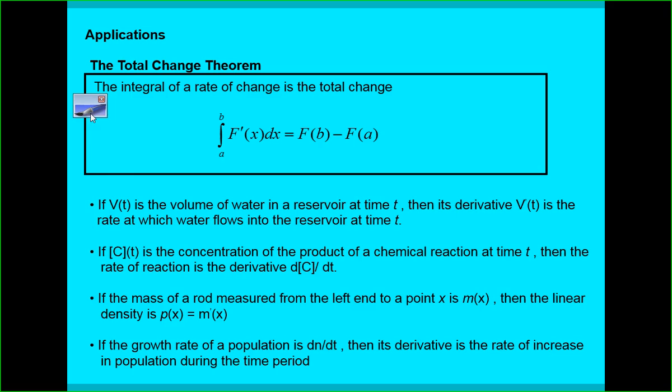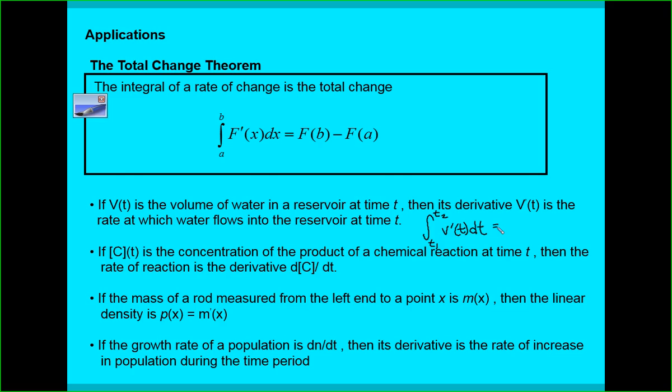If V of t is the volume of water in a reservoir at time t, then its derivative V prime of t is the rate at which the water flows into the reservoir at time t. So what would the antiderivative from t sub 1 to t sub 2 of V prime of t represent? That's the total change in the amount of water in the reservoir between times t sub 1 and t sub 2.